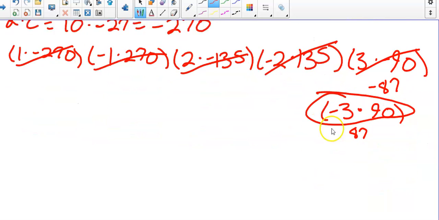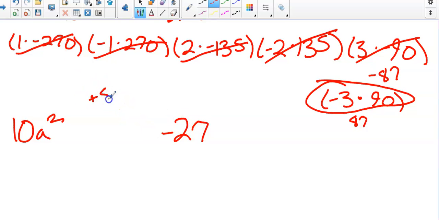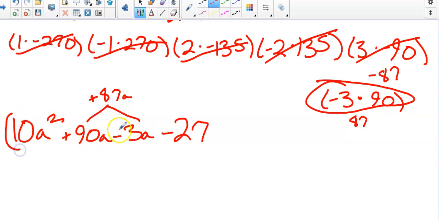So I'm going to come down here. I'm going to keep the 10a squared, and I'm going to keep the minus 27. The middle term was 87a. I'm going to rewrite this using those two factors. So I have negative 3 and 90. Now, we have to pay careful attention. I would actually reorder these. I'm going to put the 90a here and the negative 3a here. The reason for that is it's going to give us more to work with when we start looking for a GCF.